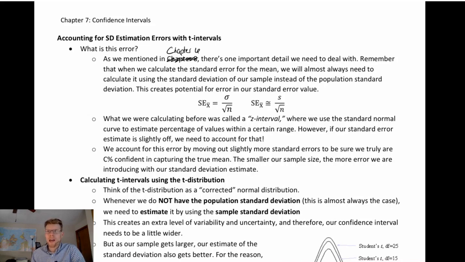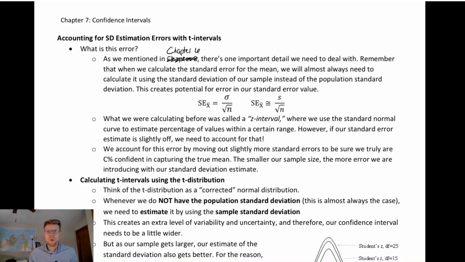However, if we only have our sample information, then that means that we're only going to have S. We're only going to have our sample standard deviation instead. And this is going to be only an approximation of this standard error of x bar. You could just call it an estimated standard error in that context. So this creates a potential for some error in our process that we need to account for. And so we're going to use what's called a T distribution to do that.